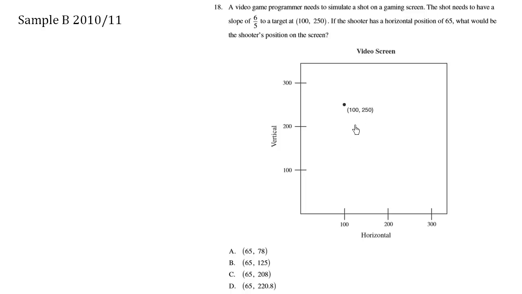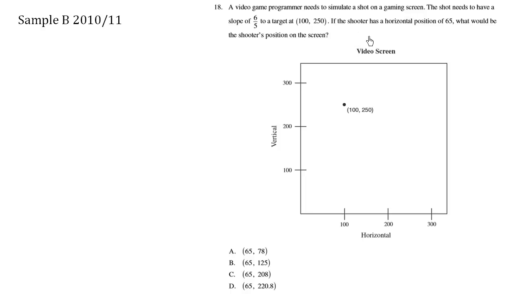So what's interesting here is that we're starting at position 0, 0, and we're going up this way and then to the right this way. This is our x-coordinate, this is our y-coordinate, this is 100, 250, that's our target, this dot here. So we're shooting towards this point with a slope of approximately 1.2, which means we're shooting in this direction with a positive slope.